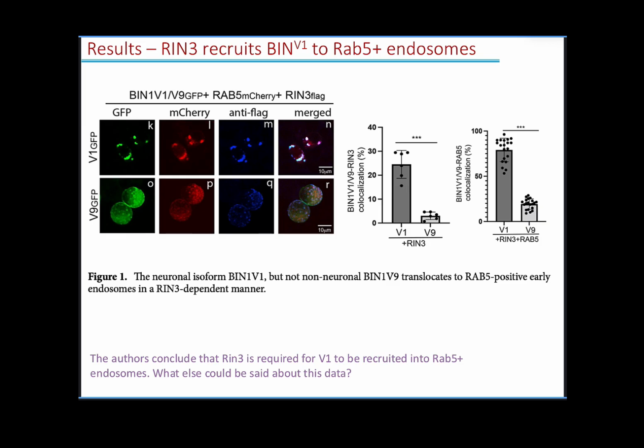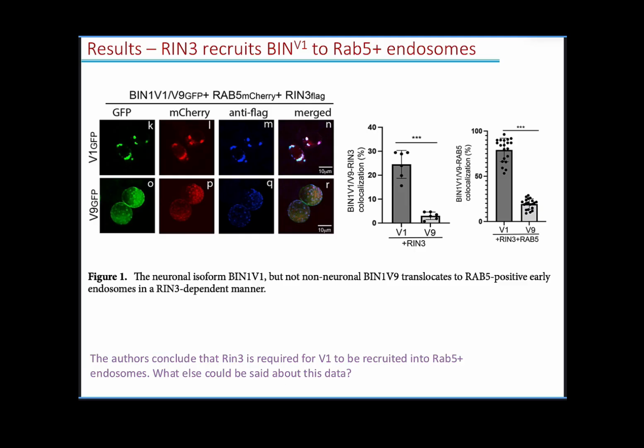Now, one question that I wanted to discuss with you, I'm going to give you a few minutes. So this is not going to be one of those that I ask a question, I expect an answer right away. I want you guys to sit with this data and address this question now here. So the authors conclude that Rin3 is required for V1 to be recruited into RAP5 endosomes. But what else can we say when you look at this data?